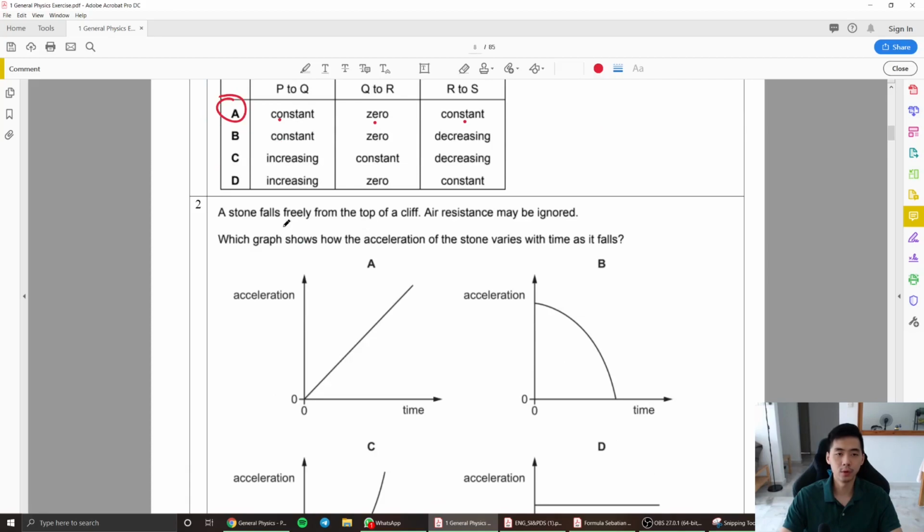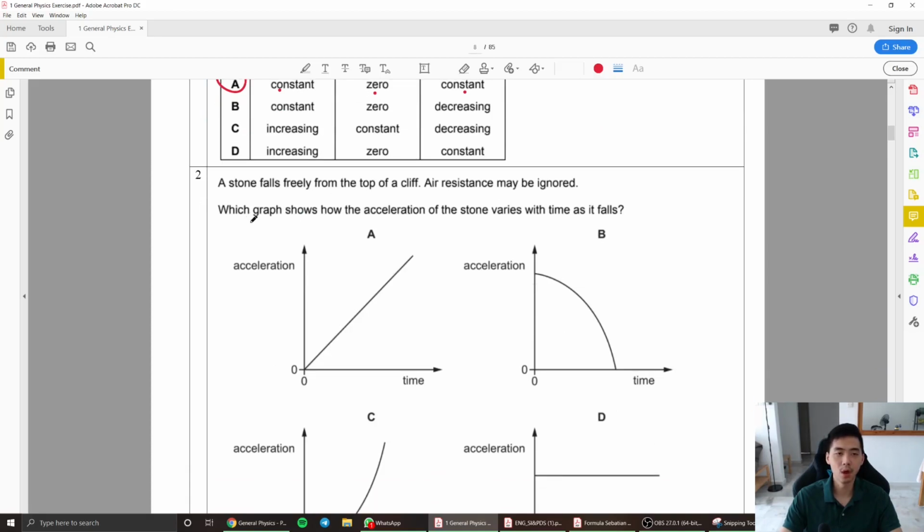Alright, a stone falls freely from the top of a cliff. Air resistance may be ignored. Which graph shows how the acceleration of the stone varies with time? Now, the key word here is that the air resistance may be ignored. If air resistance is ignored, the only thing that acts upon the object is going to be gravity. By right, the speed of the object is going to constantly increase.